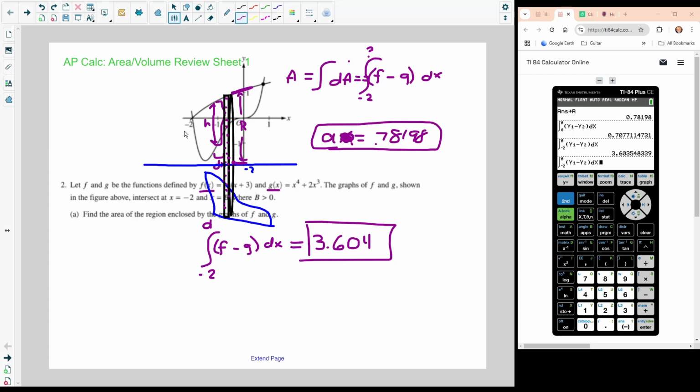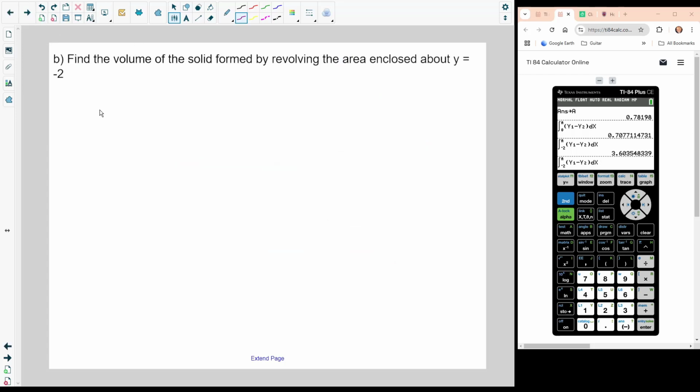So if I think about this coin, I'll attempt to make another coin here. Pretty terrible, but you get the idea. If I think about this coin here, that is F, the upper function, minus the lower border, which is -2. So F minus -2, that's y equals -2, that's F. So this is equal to my outer radius. Now there's an inner radius that we have to deal with, but that's my outer radius.